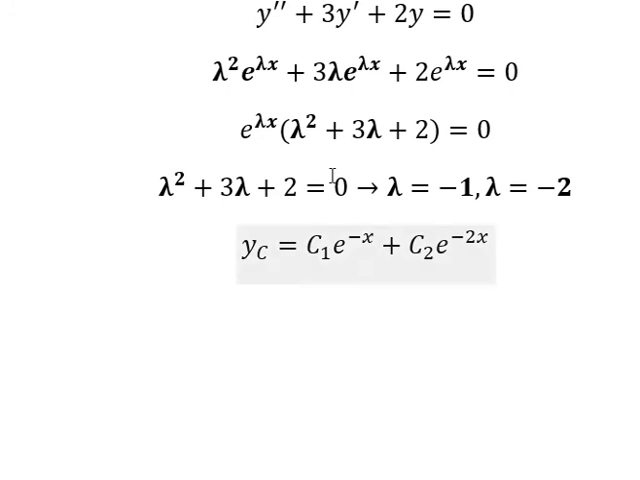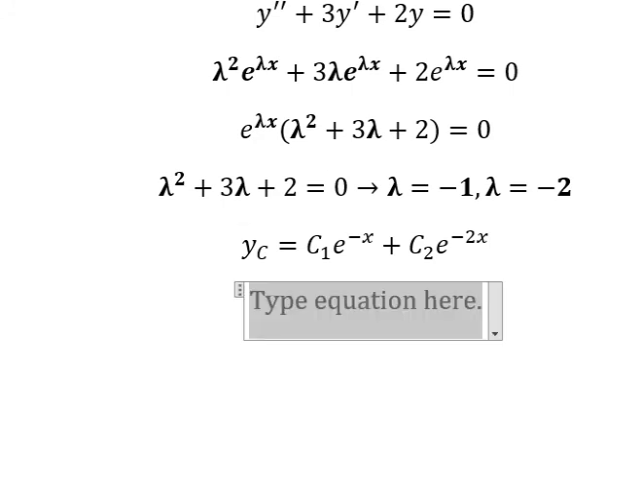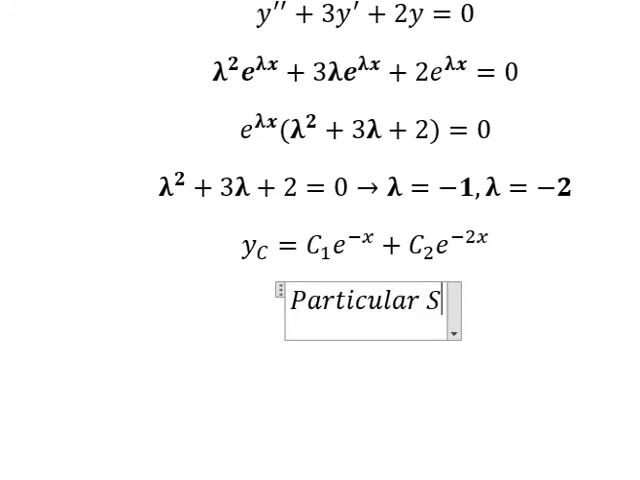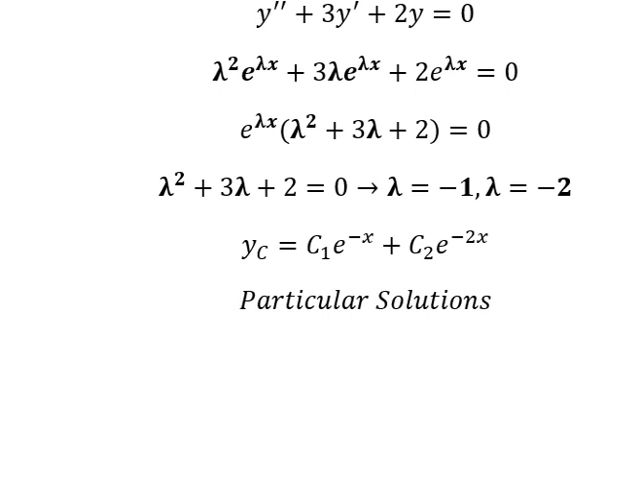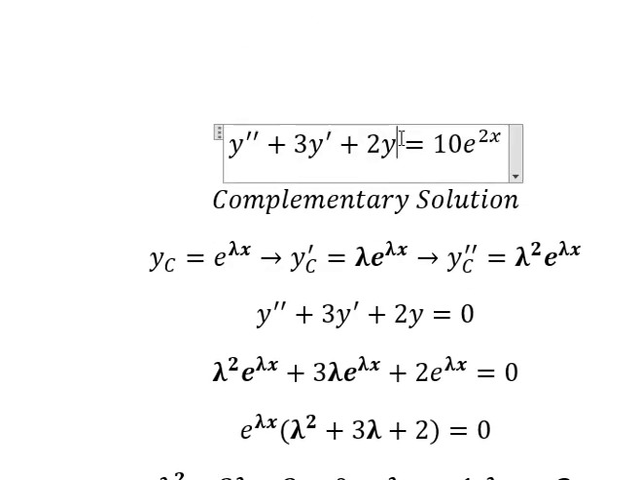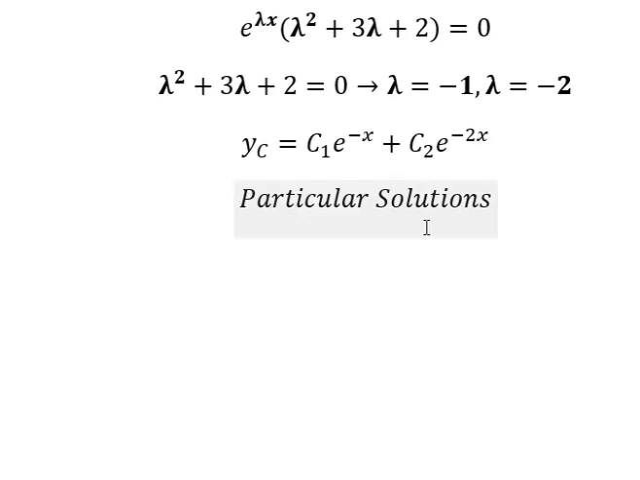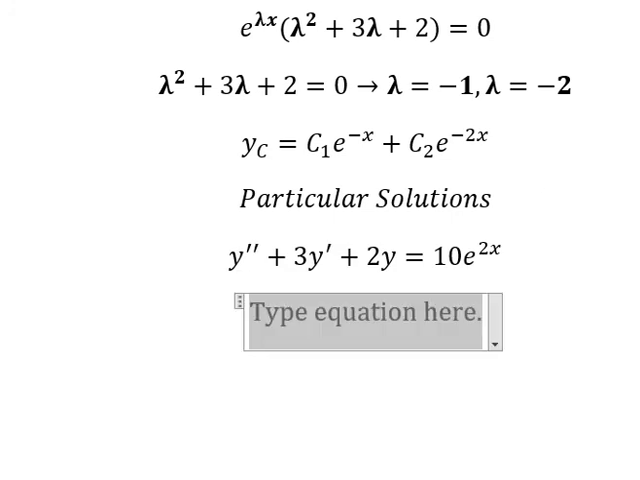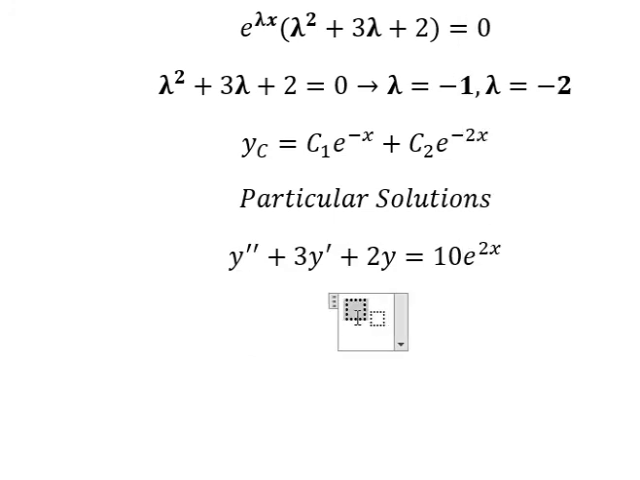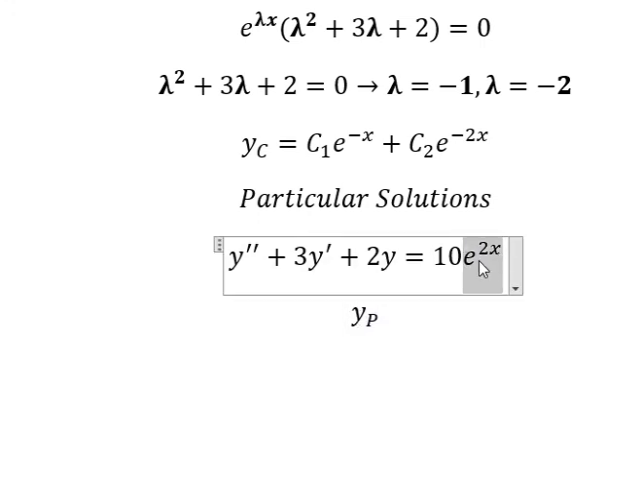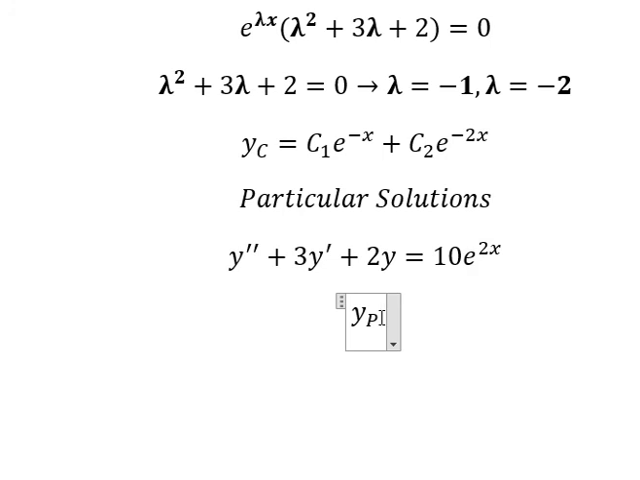Next, we need to find the particular solution. If we look carefully at this one, we need to find yp. We see that we have e to the power of 2s, so we need to put yp equals capital A e to the power of 2s.